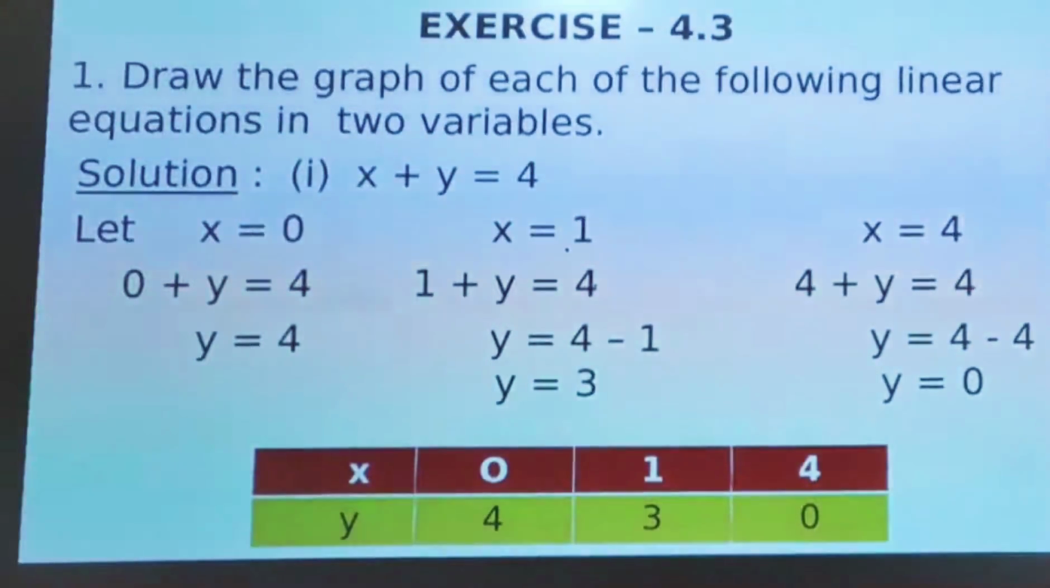For the third solution, we suppose x equal to 4. Putting the value of x in the equation, we get 4 plus y equal to 4. Solving further, y equals 4 minus 4, because we transpose the 4 from the left hand side to the right hand side, so it becomes minus. So we get y equal to 0. The third pair is 4 and 0. After finding the solutions, you have to draw a box as shown here and write the x coordinate and y coordinate values in the box, so it will be easier for you to plot the points on the graph paper.